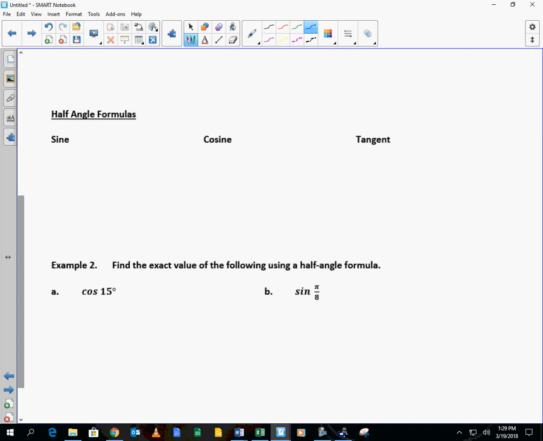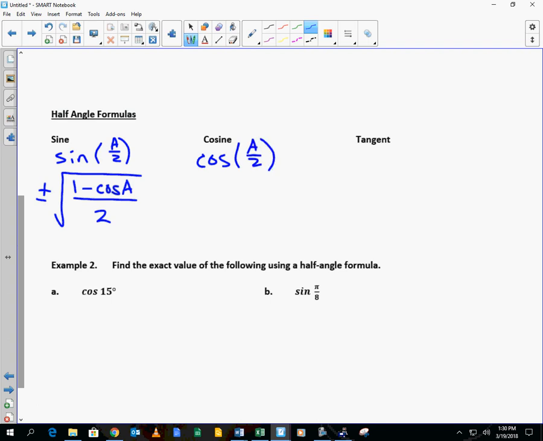Sine. So instead of doubling the angle, we'll take it and we'll divide it by 2. Well, that would be plus or minus the square root of 1 minus cosine of an angle, all divided by 2. Doesn't look very pretty, does it? The nice thing is that the cosine formula is very similar. Cosine of an angle divided by 2 is going to be plus or minus the square root of 1 plus cosine of an angle, all over 2.